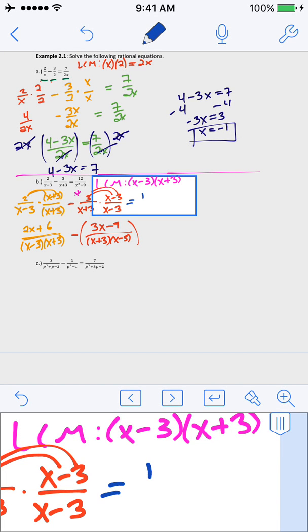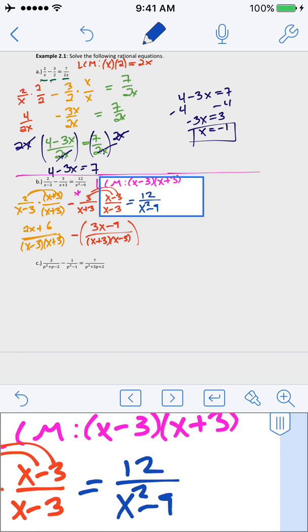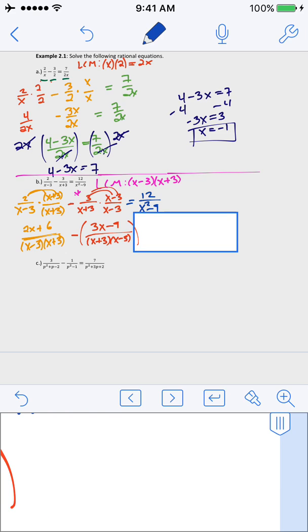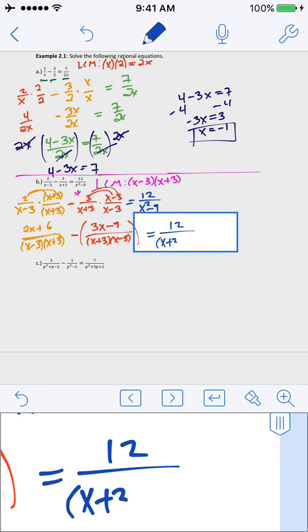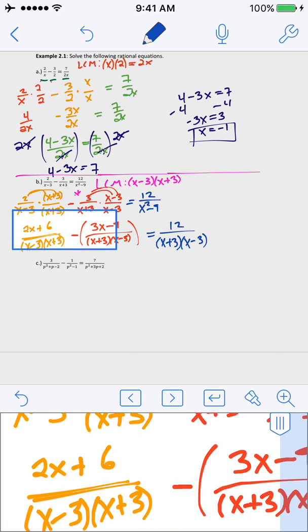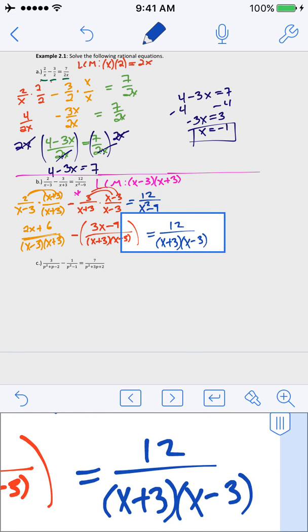Alright, the last term on the other side was equal to 12 over x squared minus 9, and as we saw, that's the same thing as the LCM, so that doesn't need to be multiplied to anything, and so that's equal to 12 over, if I factor it, x plus 3, x minus 3. Alright, and I have a new, larger, but more sustainable equation.